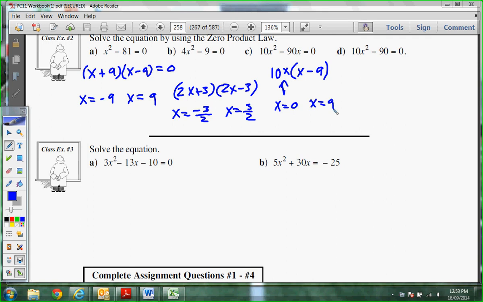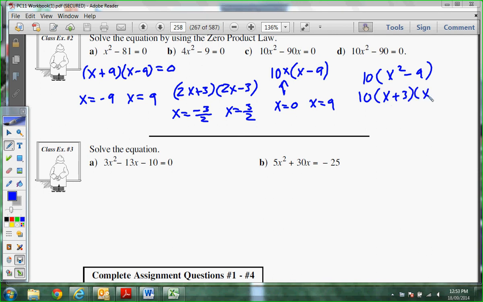Good. Okay, Adam, what do you want to do on D? What would you pull out on D? Okay, so you take... No, you're fine. You said 10, right? And then we can't take an x out because they both don't have an x. So just the 10. So that gives me x squared minus 9. Now we have a what? Difference of squares. So now we're going to break that down one more time.